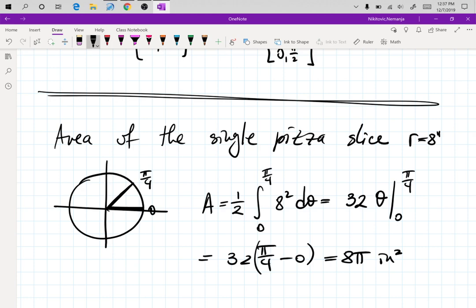Wait, I have a question. Yes. Why don't you have to multiply that by 8 again? Well, I didn't ask for a whole pizza. I asked for a single slice. There's the word single.